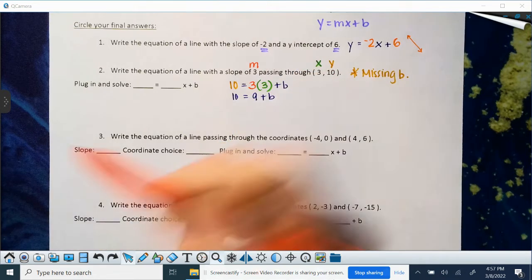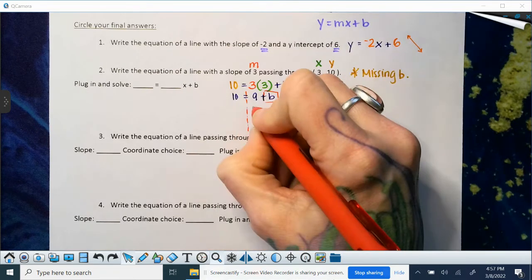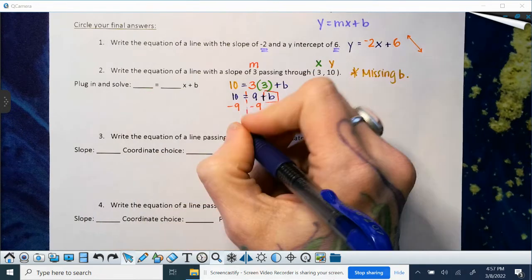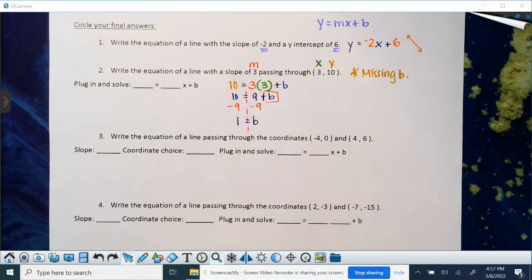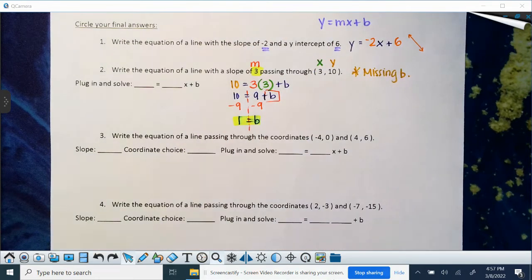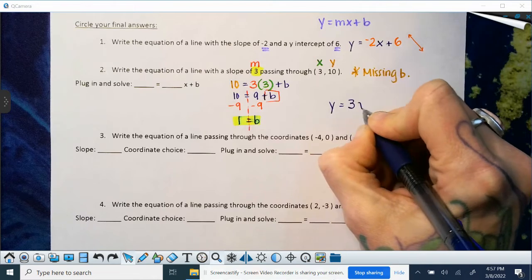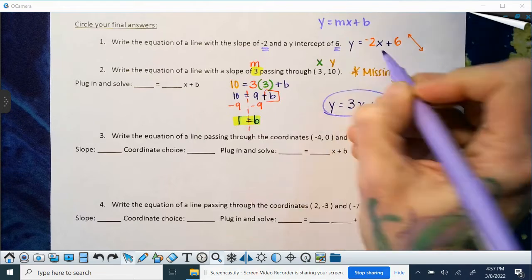This is where we're trying to get b by itself, just like our old school solving equations. It's a one-step equation from here on out. So minus 9, because it's the inverse of that positive. And so we now know that b is 1. The two things you need to write the equation of a line, because you have a lot of numbers floating around here, is just your slope and your y-intercept. So that 3 and that 1 are all we need to write the final equation, which is going to be y equals 3x plus 1. And this worksheet does say circle our answers, so we will circle our answers.